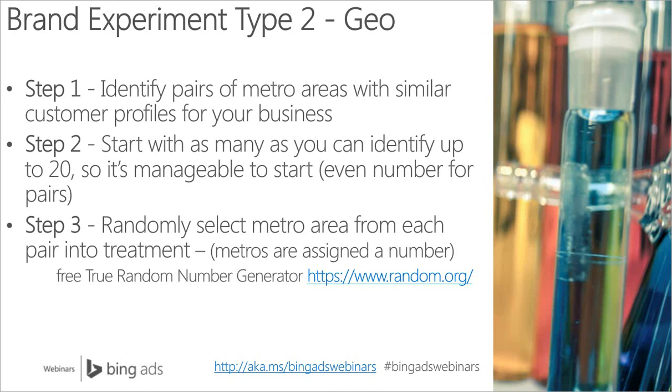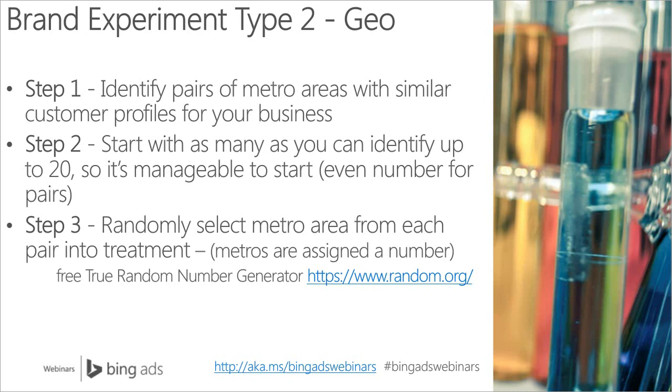So start with as many as you can identify. I think 20 pairs is probably a good number, so you have 40 metro areas total. And then from each pair, you have to randomly select one of the metro areas into what we call the treatment group, and the other metro area from that pair would then go to control. And this has to be done randomly.